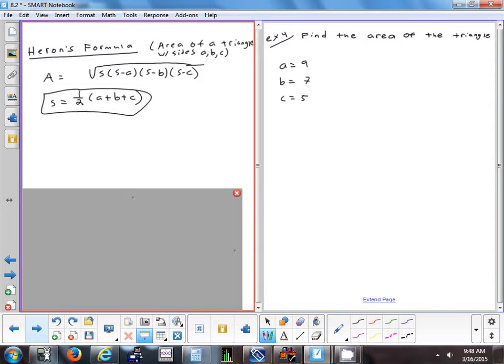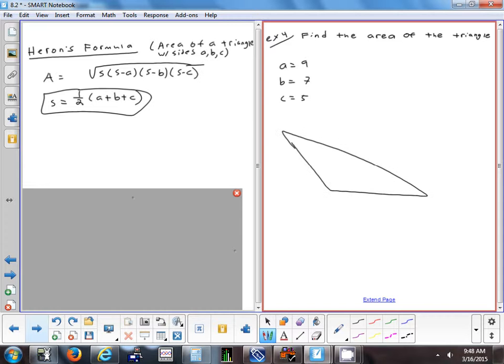The previous formula I gave you, 1/2 the product of the two sides times the sine of the angle between them, well, you could do it that way. With 9, 7, 5, you'd have to use law of cosines, solve for that angle, and then you could use the other formula. But this formula makes it even easier. You don't need the angle at all. Just use that formula.